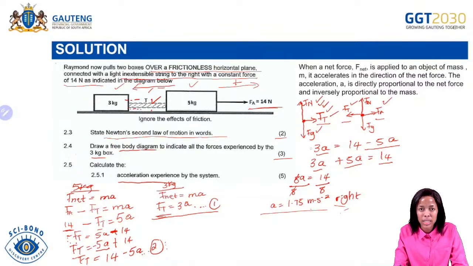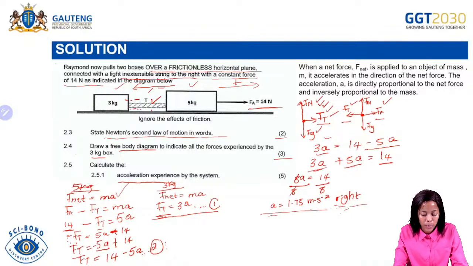We said we can then substitute equation 1 into equation 2, or 2 into 1. Then we said we are going to find the like terms. The like terms in this case are our 3a plus our 5a, and we equate that to 14. We therefore calculated the acceleration, and then we gave it direction.